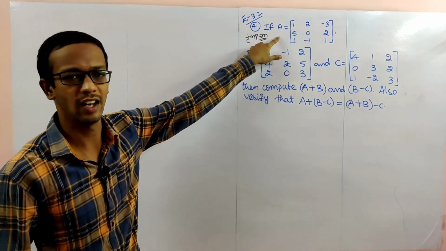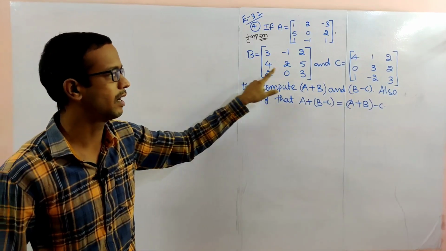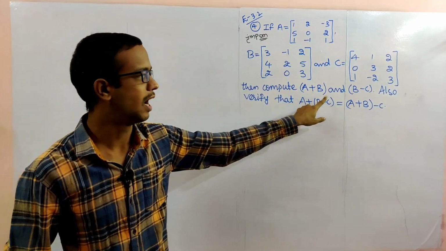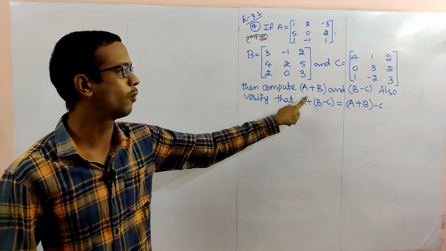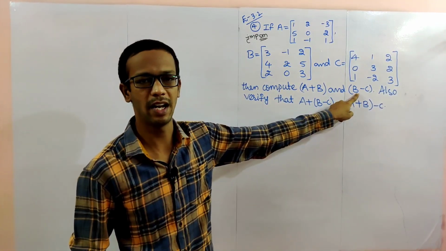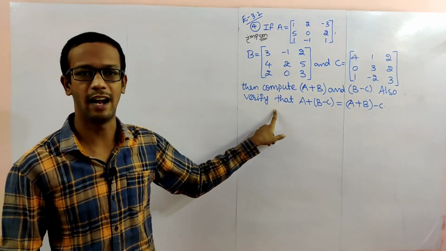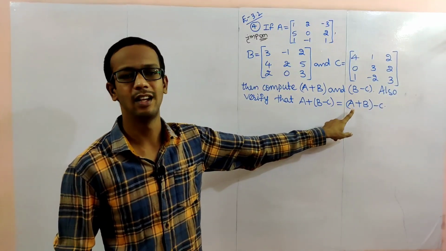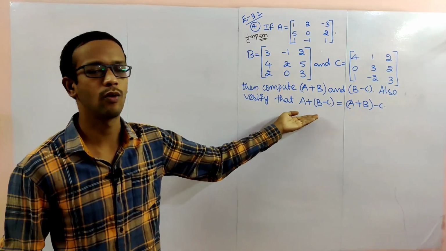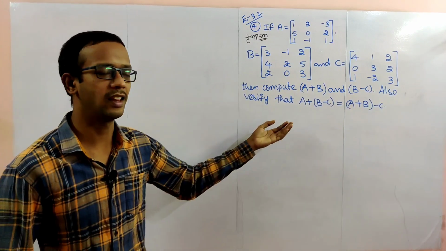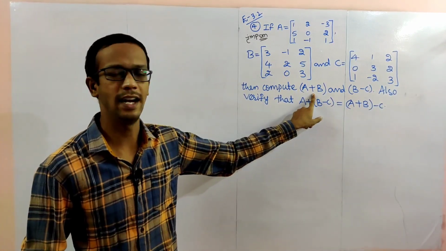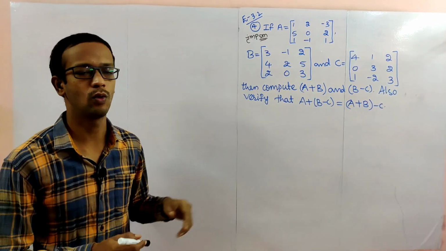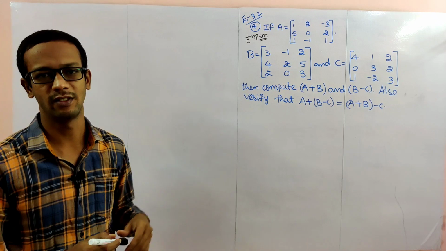If A is a 3 by 3 matrix, B also a 3 by 3 matrix, C also a 3 by 3 matrix, then compute A plus B and B minus C. We have to find the A plus B value and the B minus C value. Also verify that A plus (B minus C) and (A plus B) minus C are both equal or not. For this purpose, first we have to find the A plus B value, next the B minus C value. I'll find the two values first, and next I'll verify this one.